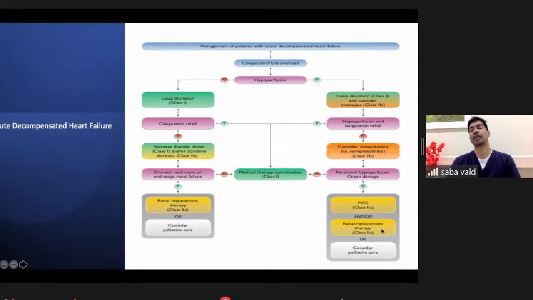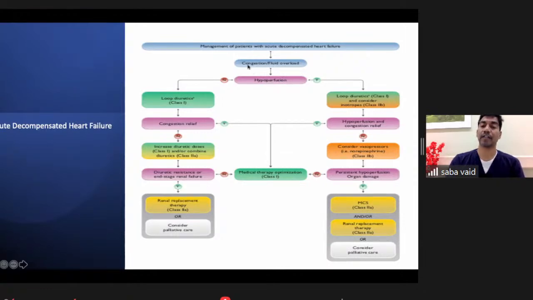Basically, we're talking about dialysis at this point, because your idea is to try and get the preload down. So you introduce a diuretic to get the preload down. If the diuretic is not working, then the only other way to deal with this is to try a renal replacement therapy to get the extra fluid off. So this is the algorithm for those patients who come in with a combination of congestion and hypoperfusion.